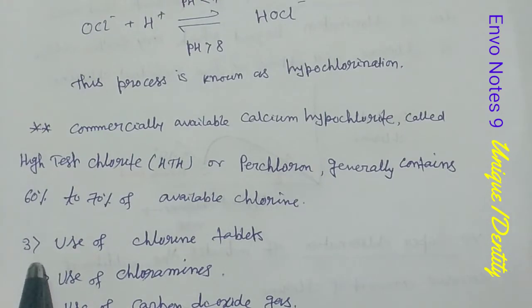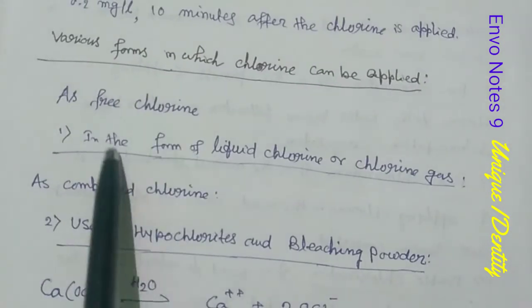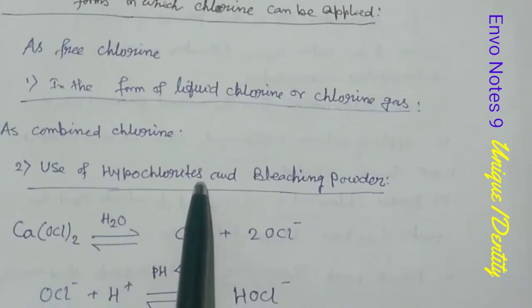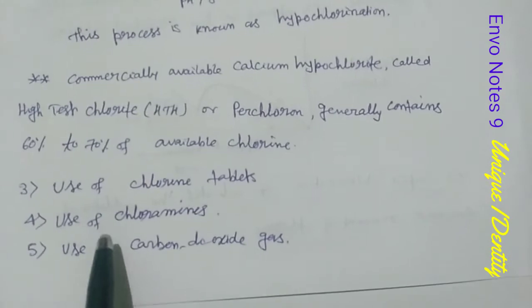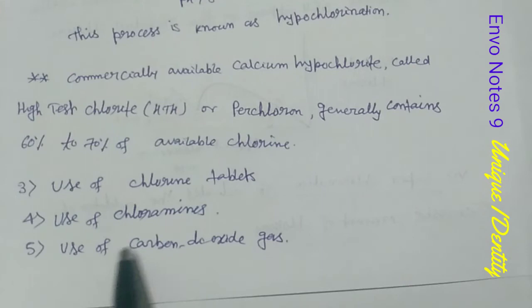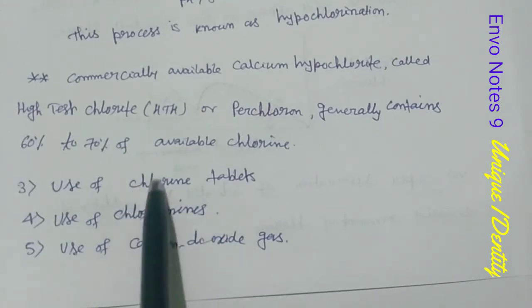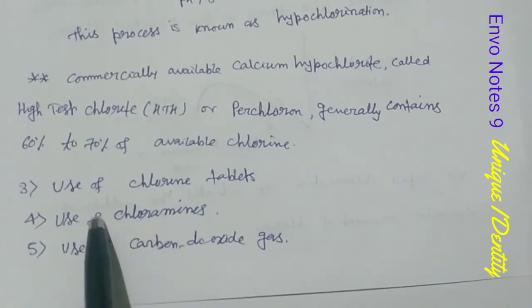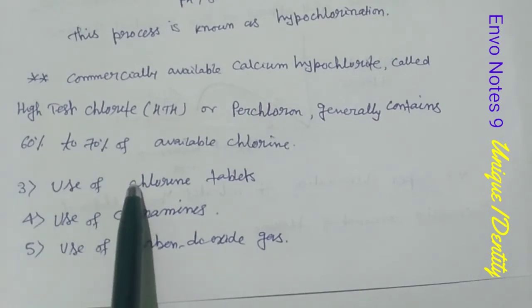Now there is another form, combined chlorine. As I am giving you, free chlorine is liquid chlorine and chlorine gas, and as combined chlorine, use of hypochlorite and bleaching powder, and other examples are use of chlorine tablet, use of chloramines and use of carbon dioxide gas. Actually you should know only the terms. For PSC AEG or SSC JE there is no requirement for detailed description of these topics. That's why I am giving you only the names, just to have a concept.